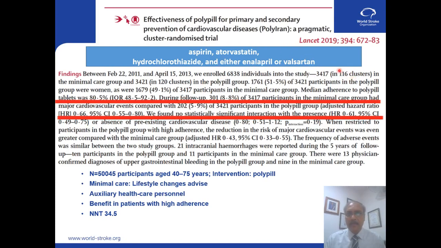In the intervention arm, there were 120 clusters and about 3,421 participants were randomized to the polypill group, and in the minimal care group, 116 clusters and 3,417 participants were randomized. In the intervention arm, besides the polypill and lifestyle changes, they also received text messages, SMS, twice a month, which focused on medication adherence and lifestyle changes as well.